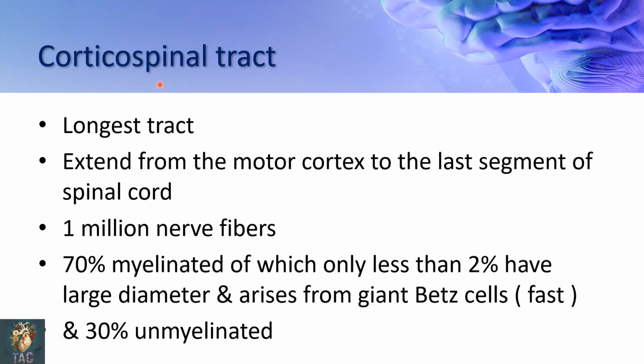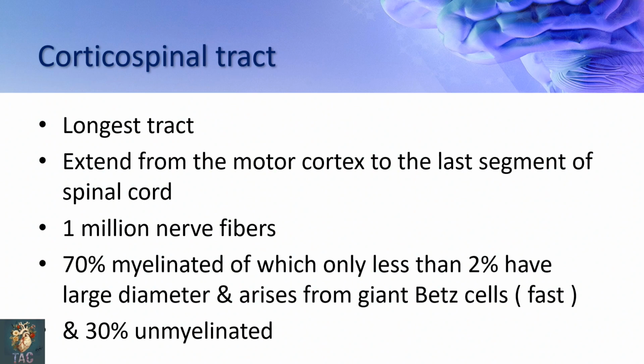Now we discuss the corticospinal tract, also called the pyramidal system, in detail. This is one of the longest tracts, extending from the motor cortex to the last segment of the spinal cord, mainly having 1 million nerve fibers. Out of these, 70% are myelinated, of which less than 2% have a large diameter and arise from the giant Betz cells. These are fast fibers; the remaining are of smaller diameter and are slow fibers, and 30% of fibers are unmyelinated.